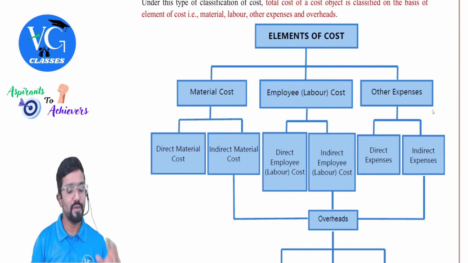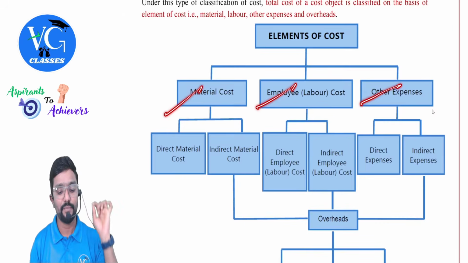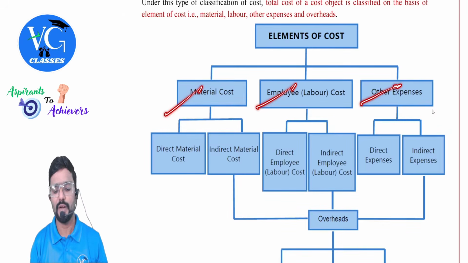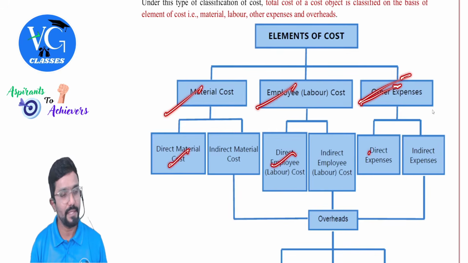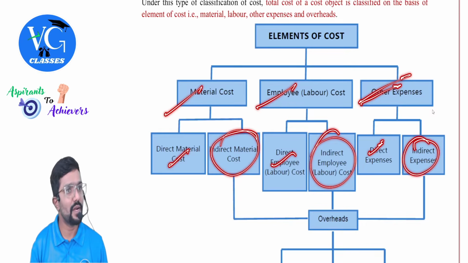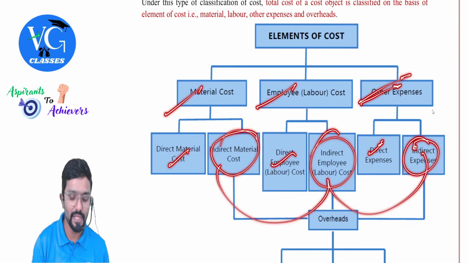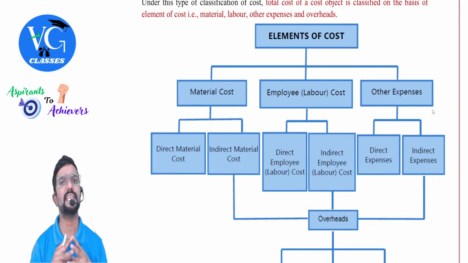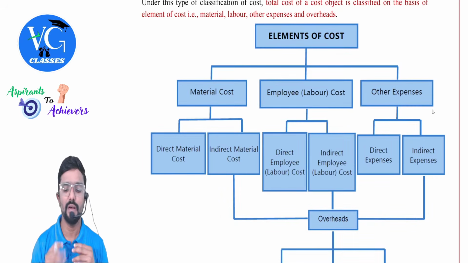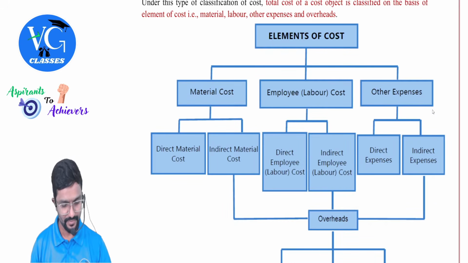So there are three elements of cost, correct? Material, employee cost or labor cost, and the last one is other expenses. Now under direct there is, which is a part of prime cost, and also indirect is there. If I club all this, what is it called? Overheads. Now we are seeing this classification, guys. Nothing new. We already covered all this.